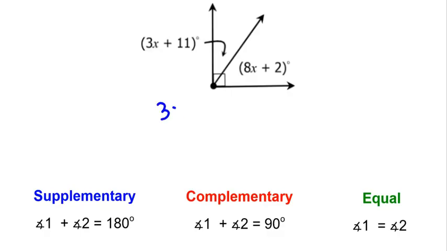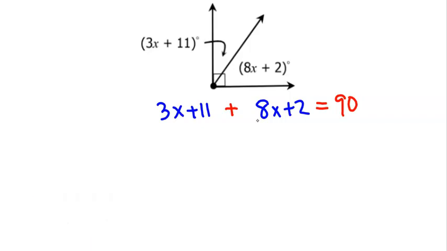So angle 1 is 3x plus 11, angle 2 is 8x plus 2, and what I need to bring is that they sum to equal 90 degrees. So the blue information is given to me, and the red information I have to figure out myself. Now we're going to solve for x.